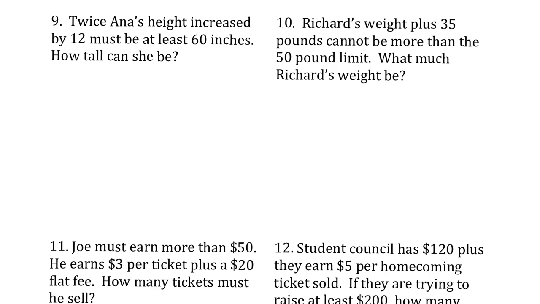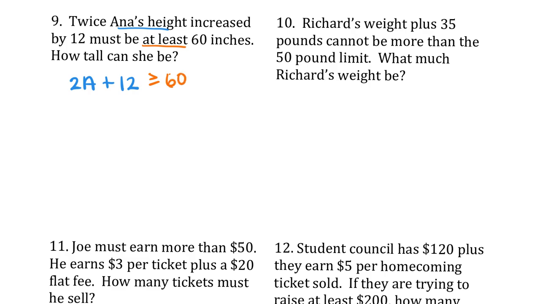Okay, twice Anna's height increased by 12. So what do we got? Anna's height. Now you can pick any letter you want for Anna's height. Should we pick Anna's letter or X? Either way is fine. I'm going to do 2a. Twice Anna's height increased by 12 must be at least. It doesn't say is, but I know it needs to be is at least. Okay, at least is 60 or higher, so it should be greater or equal to 60. At least 60. 60 and higher.